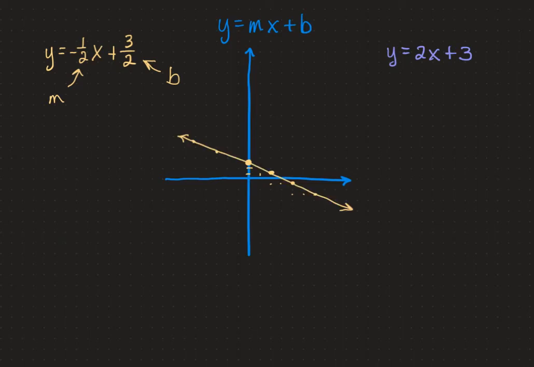Let's do the same thing for the next equation. The y-intercept is 3, 1, 2, 3. That's where I'm starting. Now I have a positive 2x, which is the same thing as 2 over 1 for my slope. So I'm going to go up 2 because it's positive, and then I'm going to go to the right 1. I always go up or down according to the sign of the slope, and always go to the right according to whatever's in the denominator. So here I have my second line.